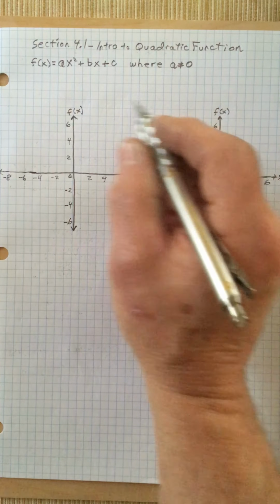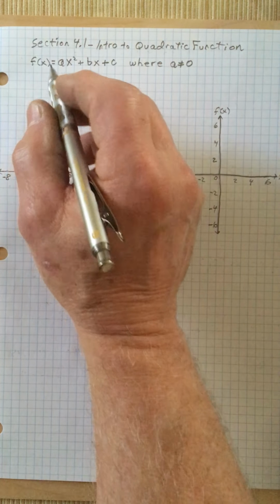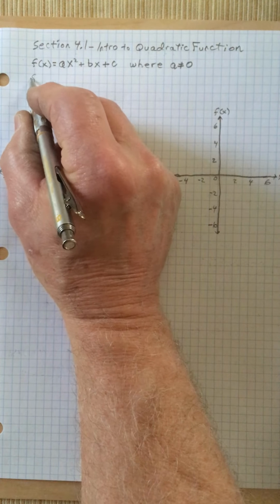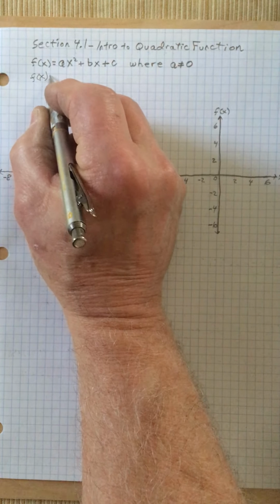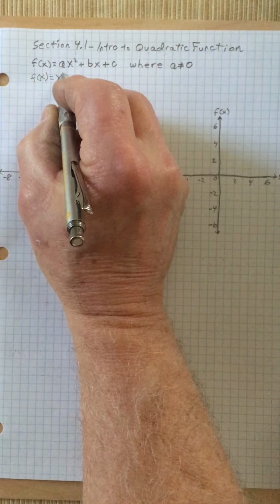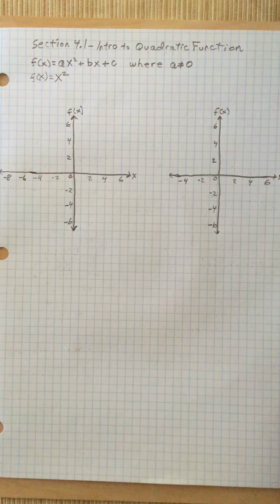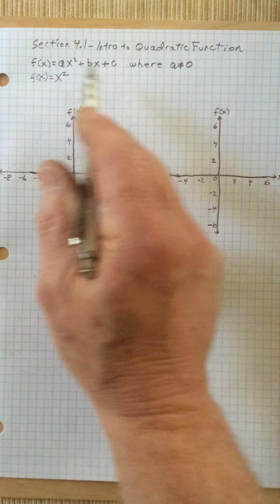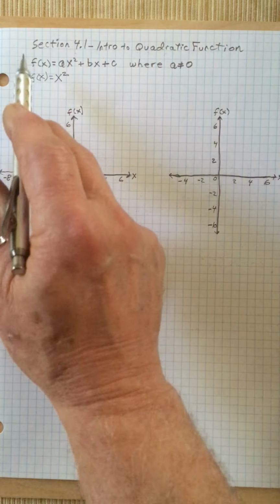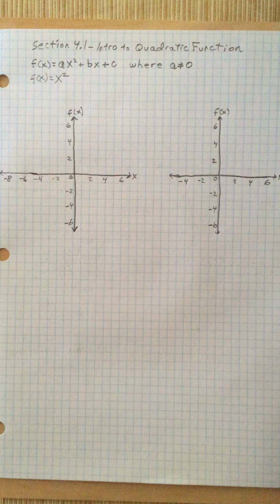So for example, if a equaled 1 and b and c did equal 0, we would have f of x equals x squared, or y equals x squared, which is the simplest quadratic function, which we actually looked at in section 3.1 when we did transformations. Okay, now we're going to look at the function as it's described above.